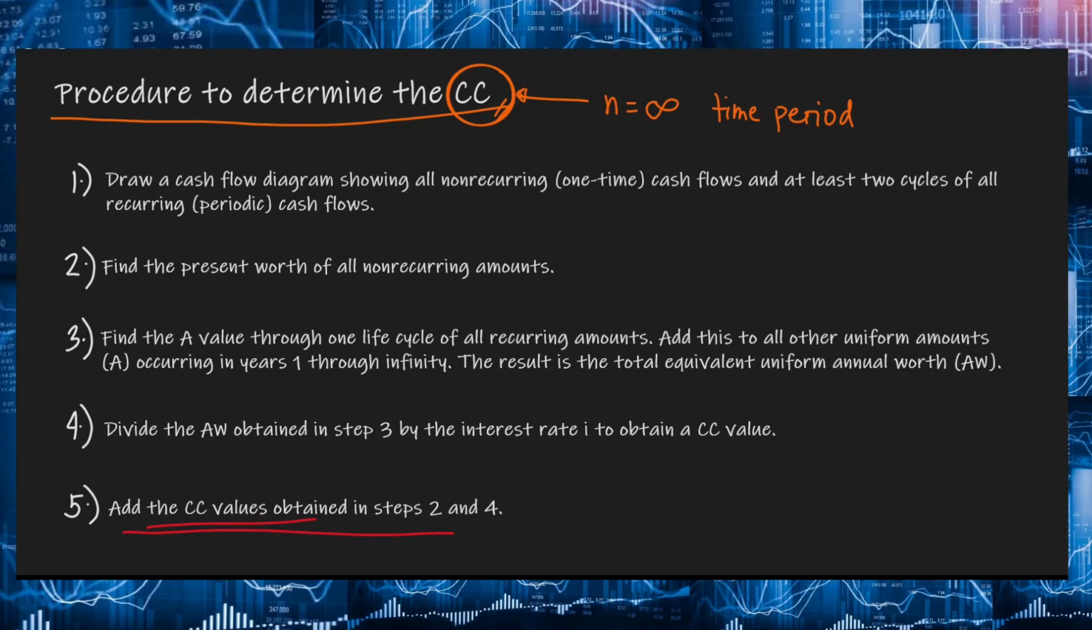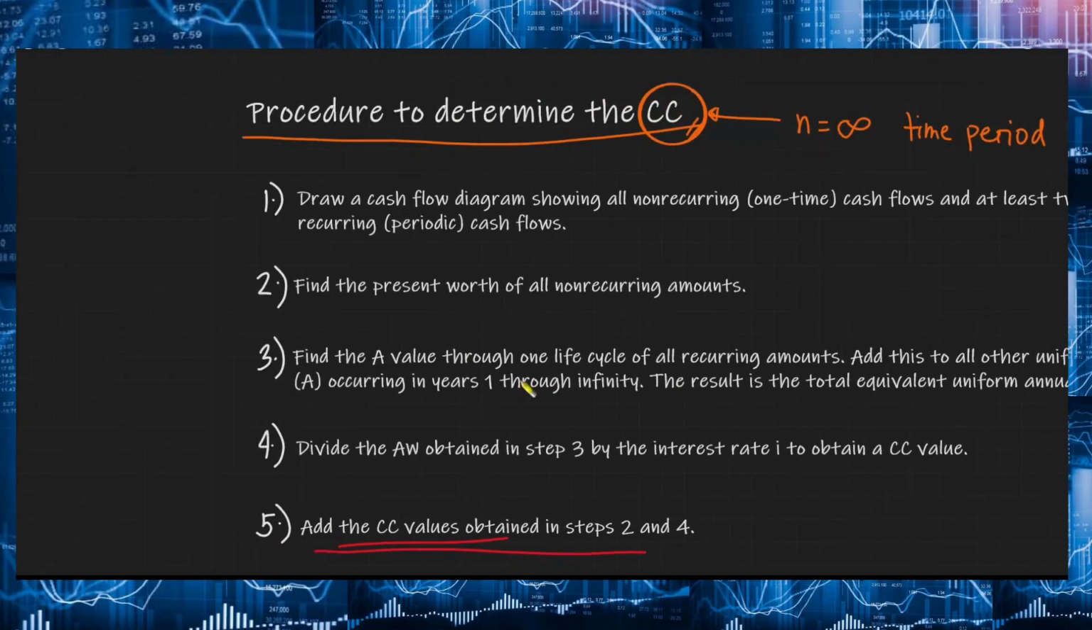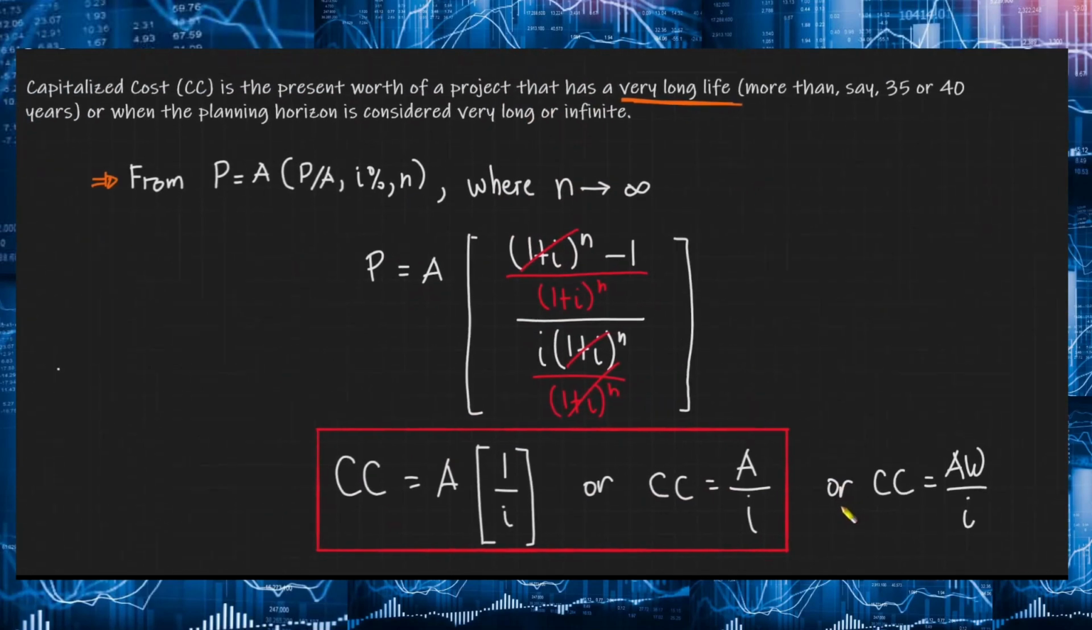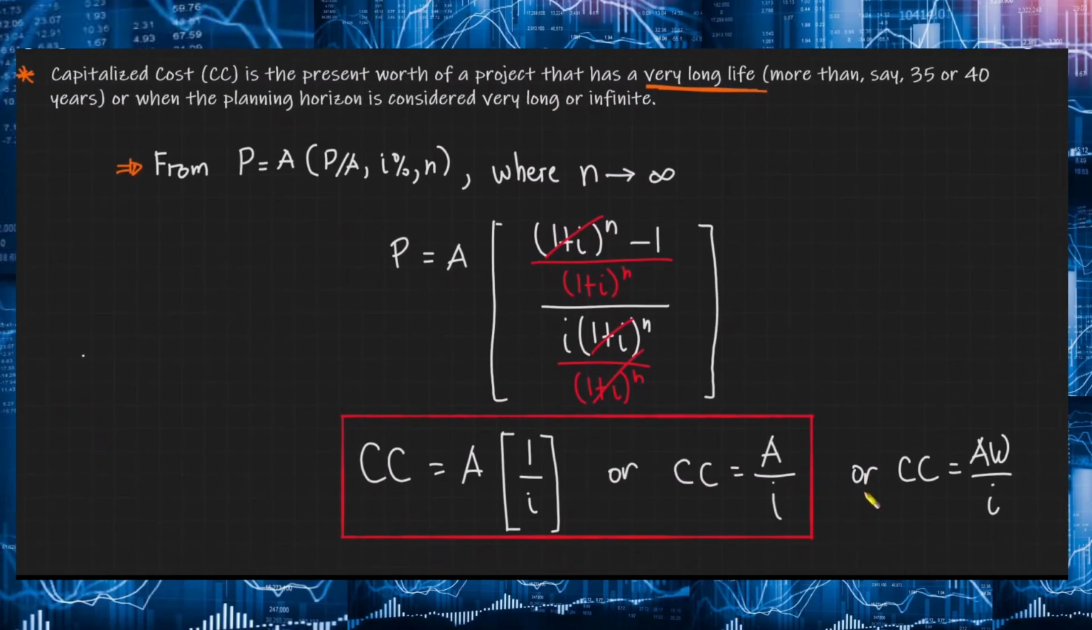Now, if a finite life alternative, for example 5 years, is compared to one with an indefinite or very long life, capitalized cost can also be used. To determine the capitalized cost for the finite life alternative, simply calculate the equivalent A value for one life cycle and then divide yun lang ng interest rate I. Balik ka pa din doon sa CC equal to A over I na formula. Yun na yung i-compare nyo, yung capitalized cost for each alternative.